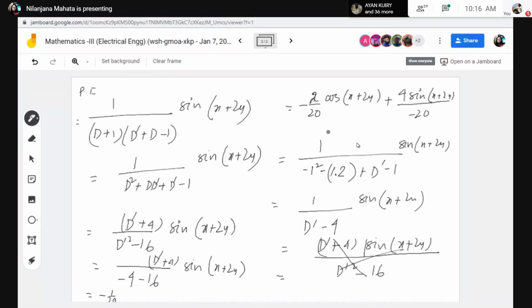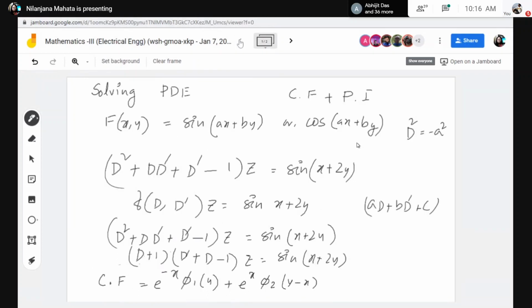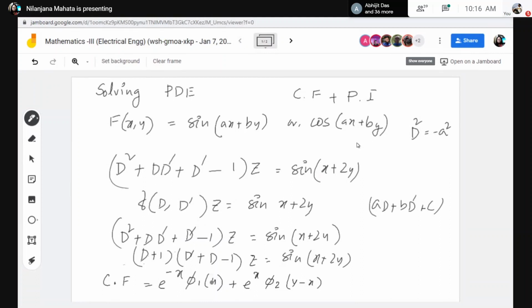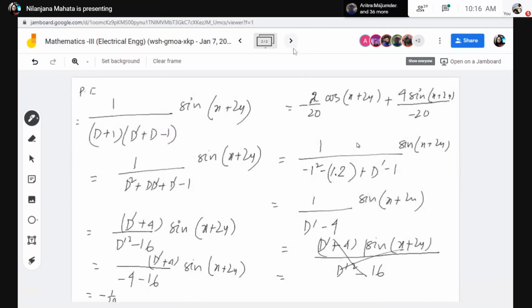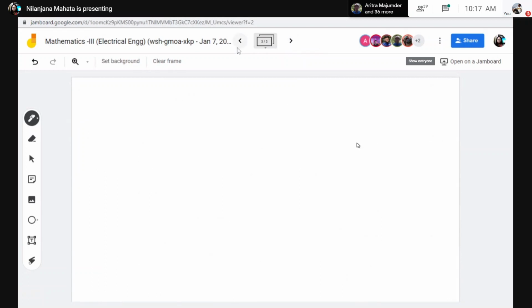Okay, and your complete solution will be summing this PI with the CF. So when you write the solution of your given PDE, you will write CF plus PI. That means what you have got here, that is this term. This is the same as before, like the ODEs, where we only replaced d square, here you have to replace for d dash also.